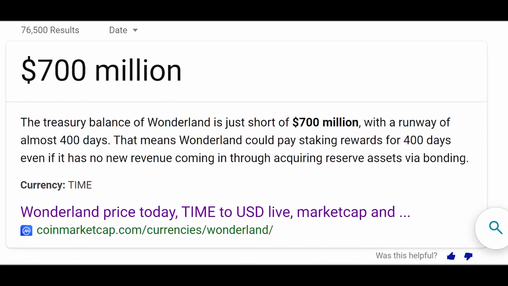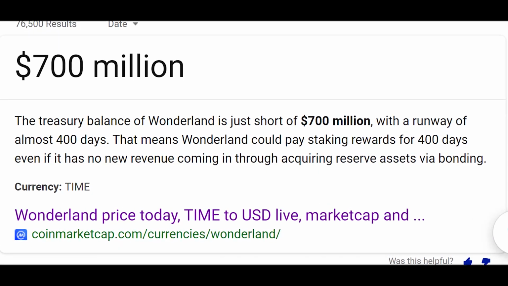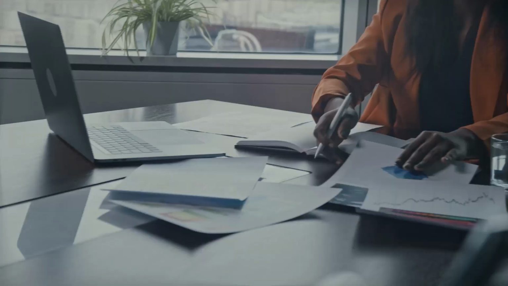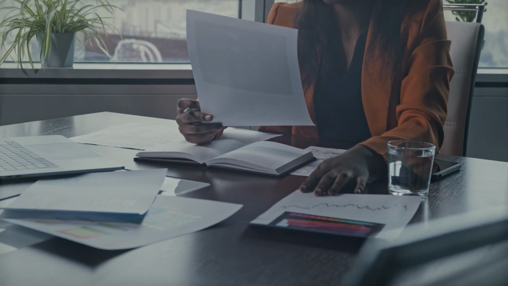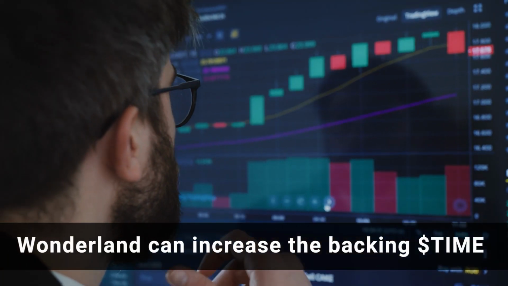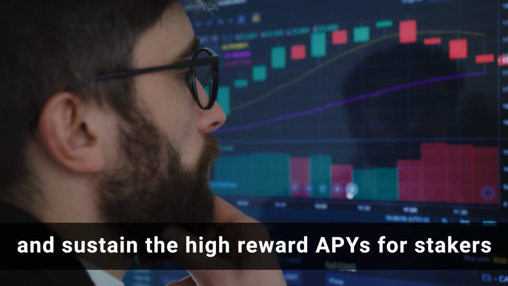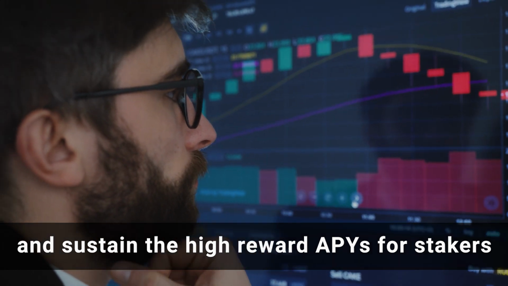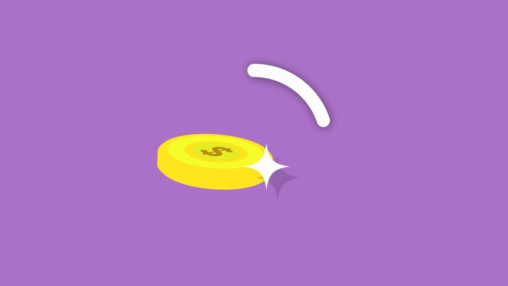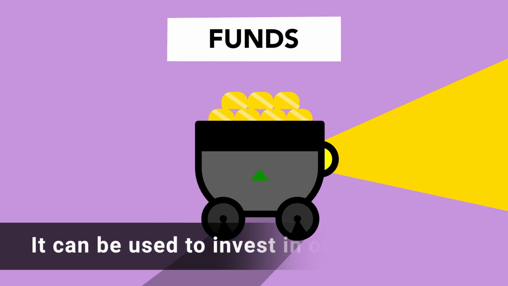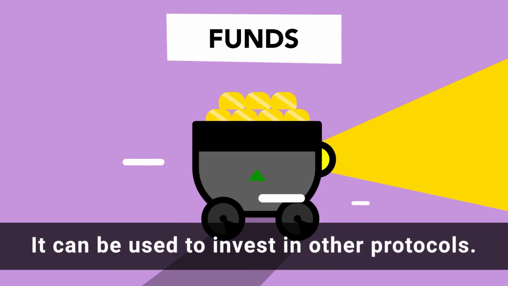Another plus to minting is that you are contributing to Wonderland's treasury balance, because in essence, your tokens are sold to the protocol instead of through an exchange. As the treasury balance grows, Wonderland can increase the backing per dollar TIME and sustain the high reward APYs for stakers for a longer period of time. To grow even further, the treasury balance can be used to invest in other protocols.